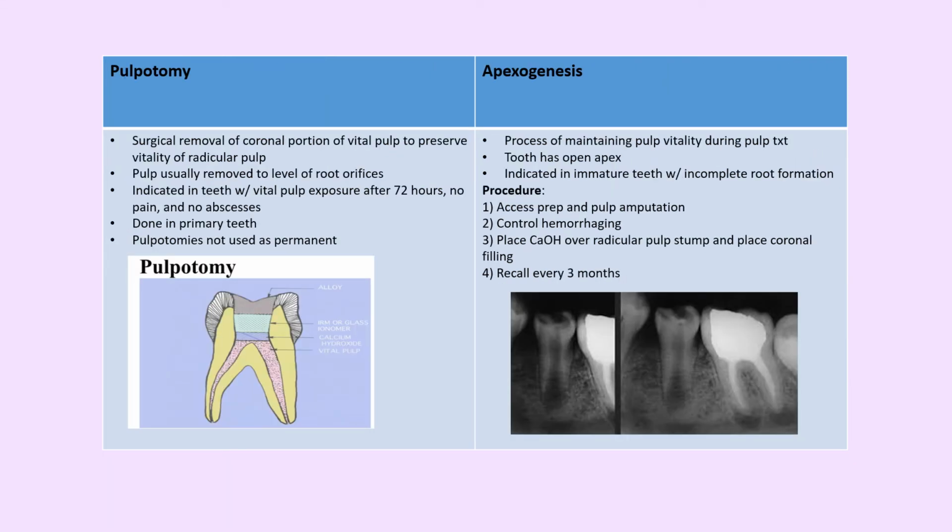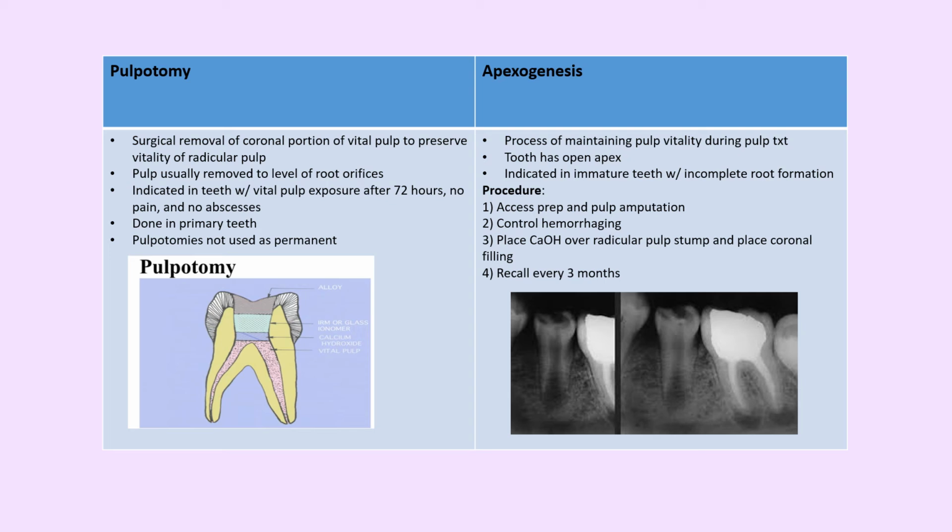Now, pulpotomy is done on a vital primary tooth. So let's say you have deep caries in a vital primary tooth, you can do the pulpotomy. What you are going to do is remove only the pulp from the coronal pulp chamber, not touching the root because the tooth is still vital. And then you can do a formocresol pulpotomy or a ferric sulfate pulpotomy. Why not calcium hydroxide here? Because for a primary tooth, both calcium hydroxide and MTA can lead to internal resorption.